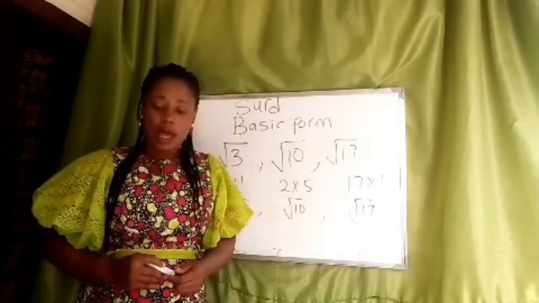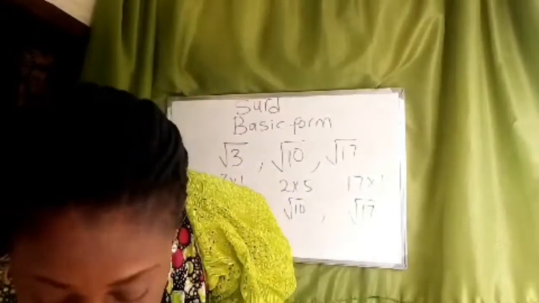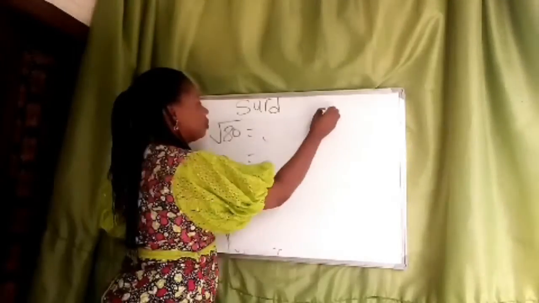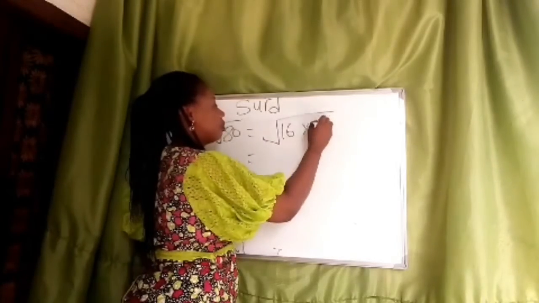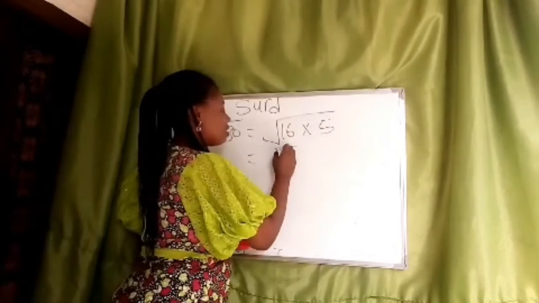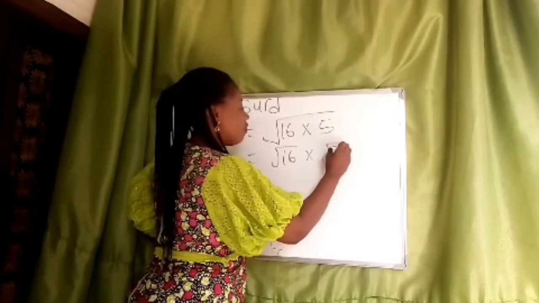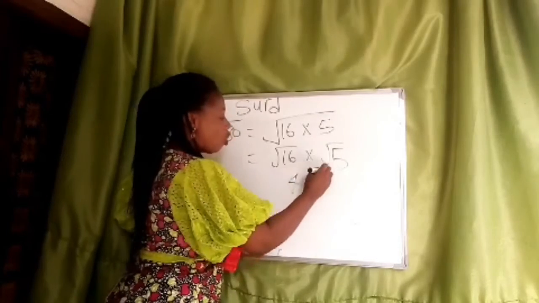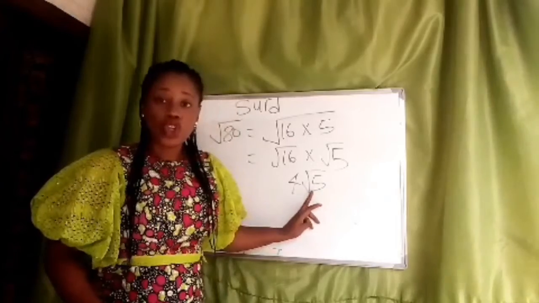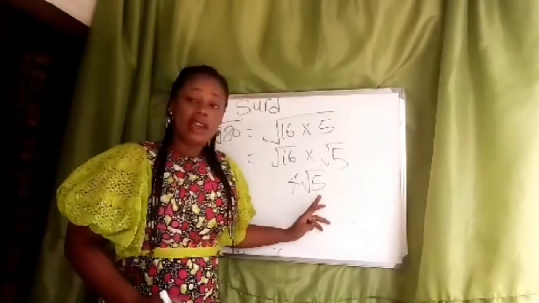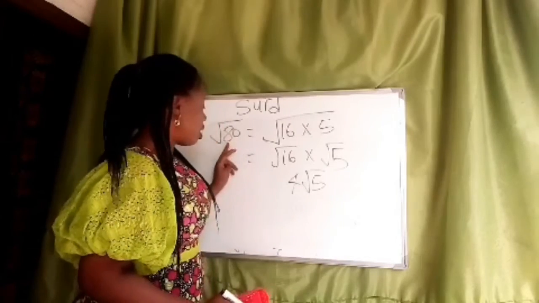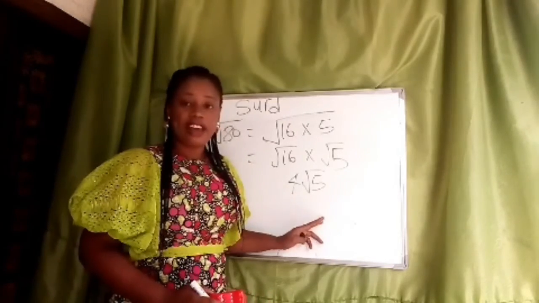Let me take an example. The square root of 80. If you look at this number, it has a perfect square factor. So we'll have something like this, the root of 16 times the root of 5. So this will be 4 root 5. Now this number cannot be simplified further. So you leave your answer in its basic form. So the answer to this question is 4 root 5.